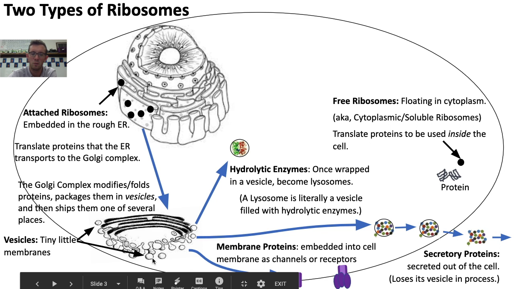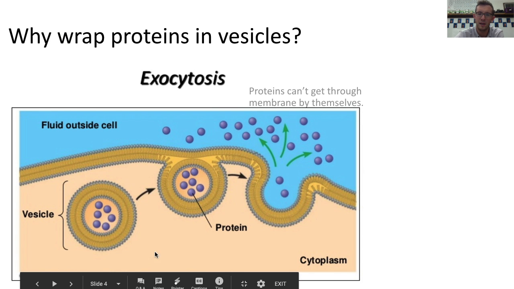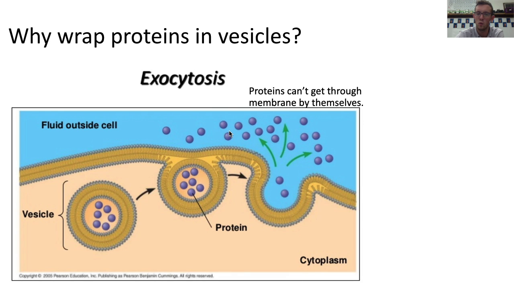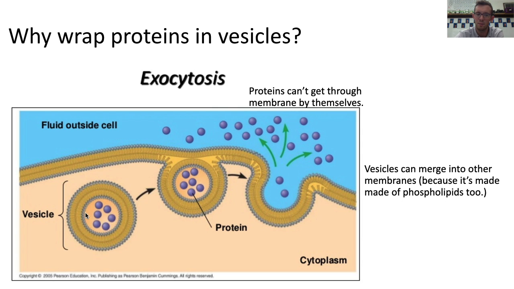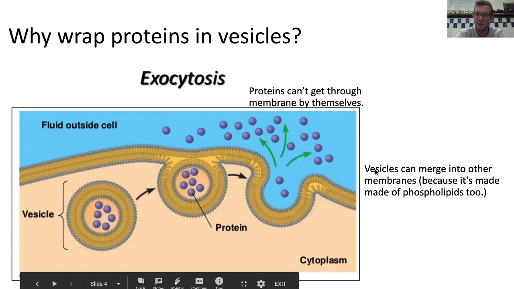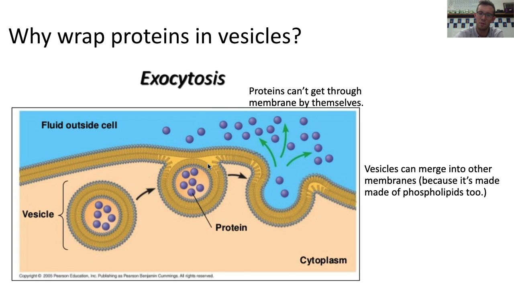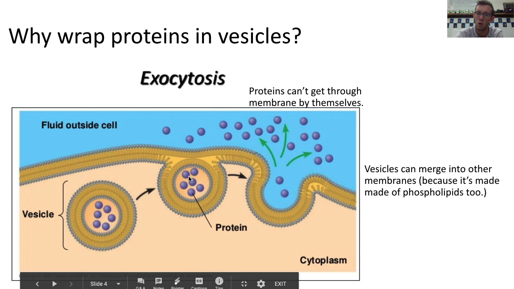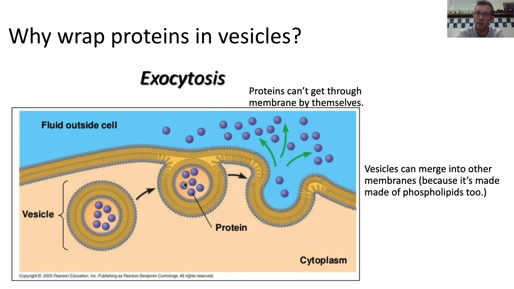As for why our cell would wrap proteins inside of vesicles in the first place, it has to do with the fact that proteins aren't able to get through membranes by themselves. They're too big to fit through the phospholipid bilayer. But by wrapping these proteins inside of a vesicle, the vesicle can actually merge into other membranes and kind of push the proteins inside of them through that membrane. And the reason it can merge is because it is also a membrane itself. So it can kind of incorporate itself into the bigger membrane and then push whatever's inside of it through.